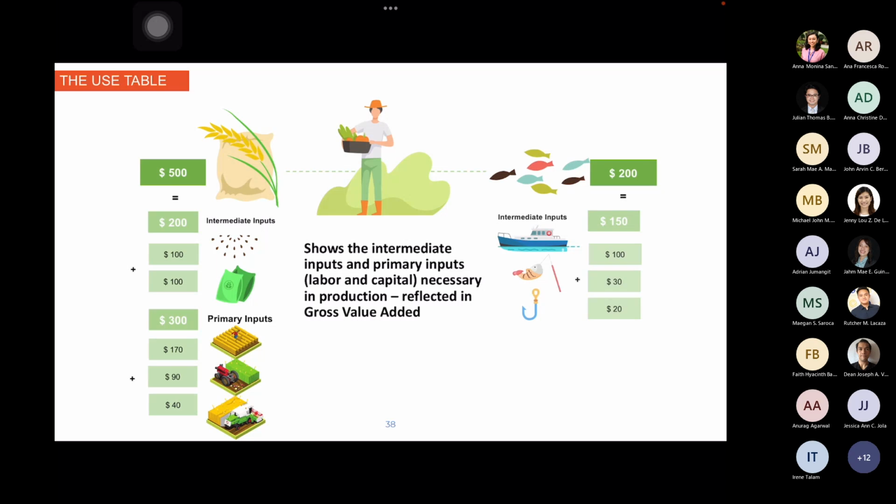So on the other side, we have for fish, the intermediate inputs, let's say, is worth $150, and this is split across the transportation to fishing sites, so $100, baked fish, let's say 30, and as well as the fishing lines. And then the primary inputs worth $50 account, let's say, for labor costs for the fishermen.